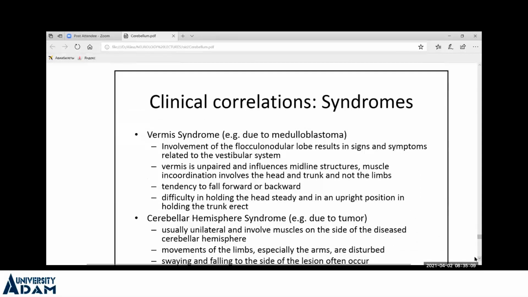As you can see, it involves the head and trunk and not the limbs. Tendency to fall forward or backward, difficulty in holding the head steady and in an upright position, and in holding the trunk erect.